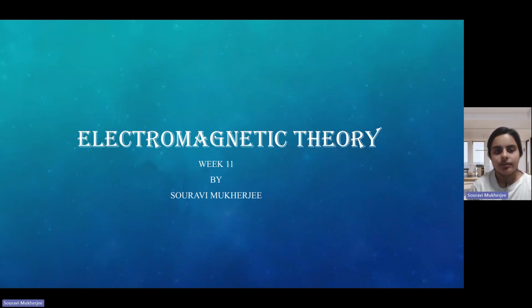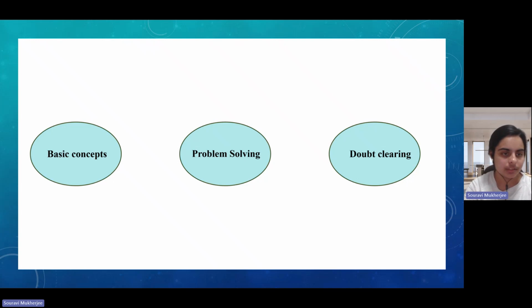Okay, so today we'll be discussing waveguides. It's a continuation of what we were doing in the last class. So as usual, we'll discuss the basic concepts. We'll try to see some of the problems.